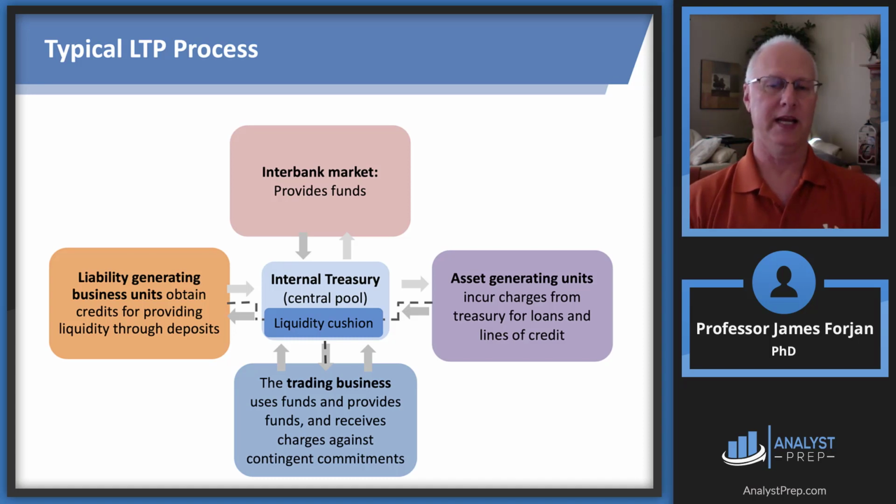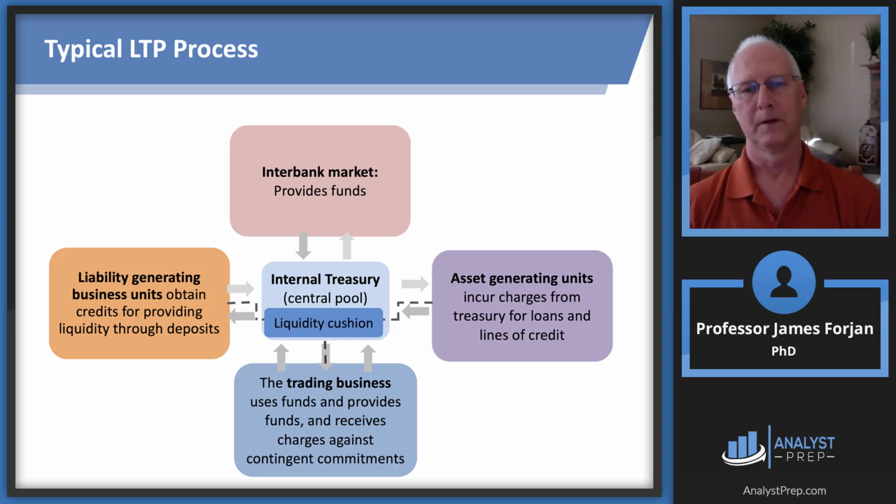And then complicating factors for those really smart men and women is the trading business, which uses funds and provides funds and receives charges. So there's lots and lots of liquidity flows going down and back up from the trading businesses. So those are the internal parts. And then, of course, the external part there is the interbank market. So let me go back to that comment I made that internal treasury has to be staffed, of course, by really smart men and women.